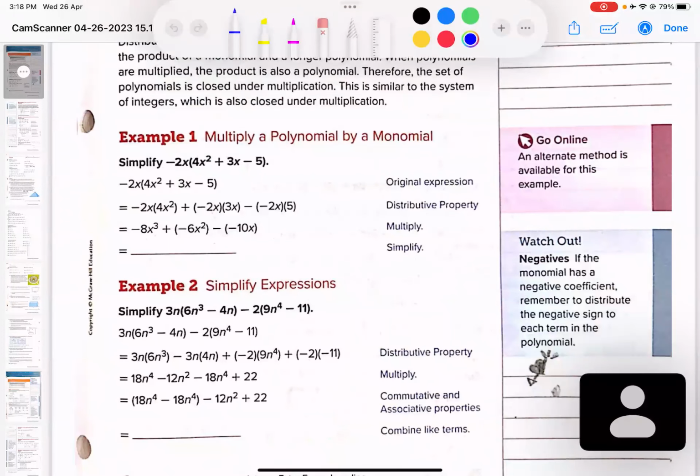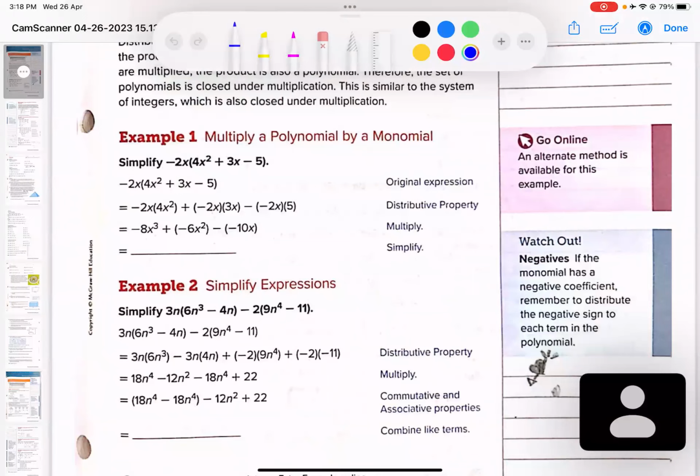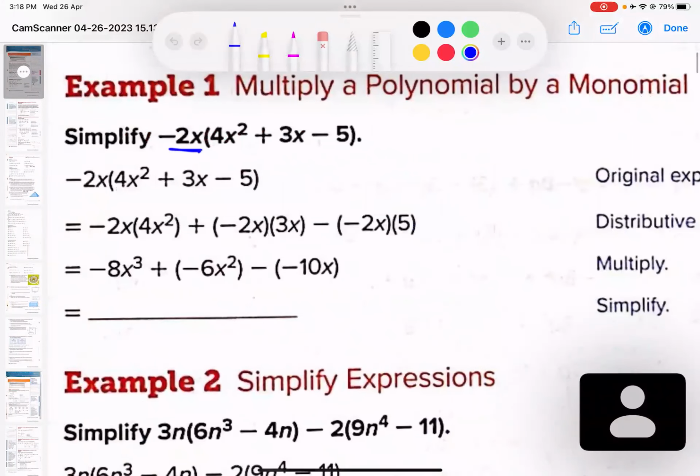Okay, let's get started, okay? So here we have this one. I'm trying to distribute this part all over, every term inside the parentheses. So it makes sense that we have outside it, negative 2x. I'm trying to distribute negative 2x all over every single part inside the parentheses.